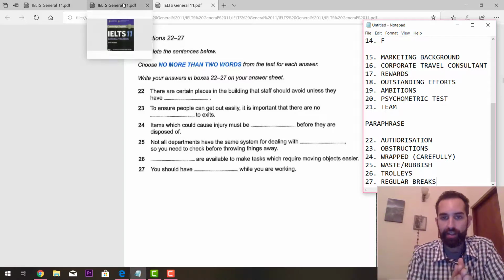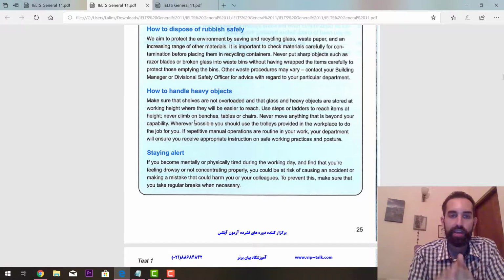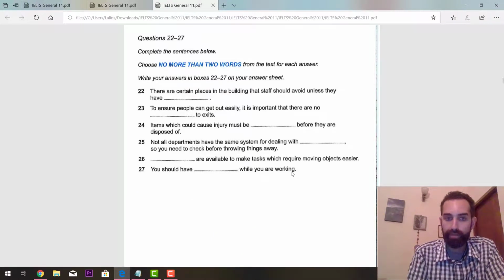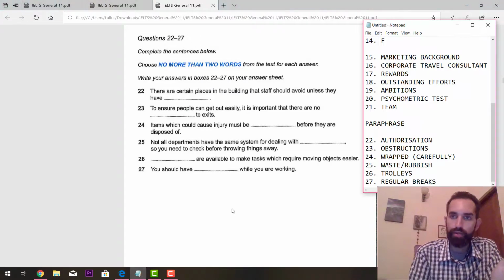Because they're just saying that, while you're working, obviously we're looking for safety concerns. If you're working too long, you get tired, you'll have an accident. And to prevent that, the solution is obviously to take regular breaks while you are working. Yeah, so that's 27. Okay, so let's go through all of these.